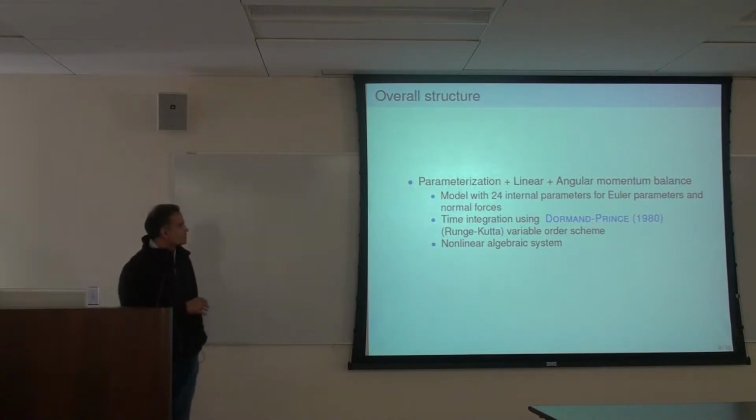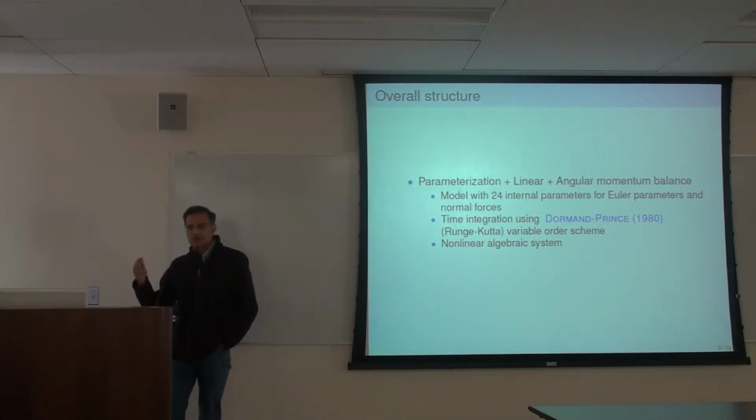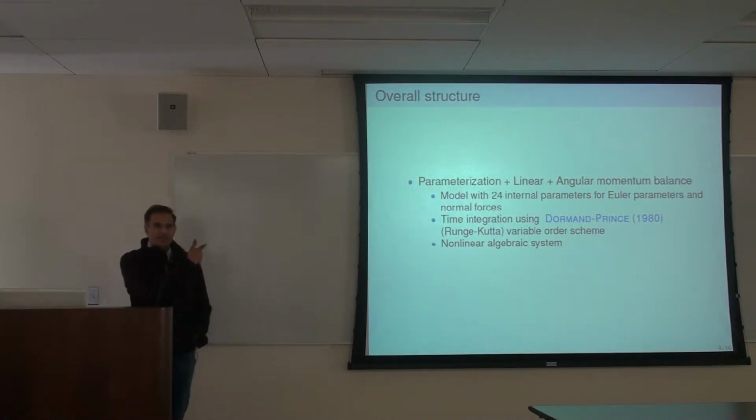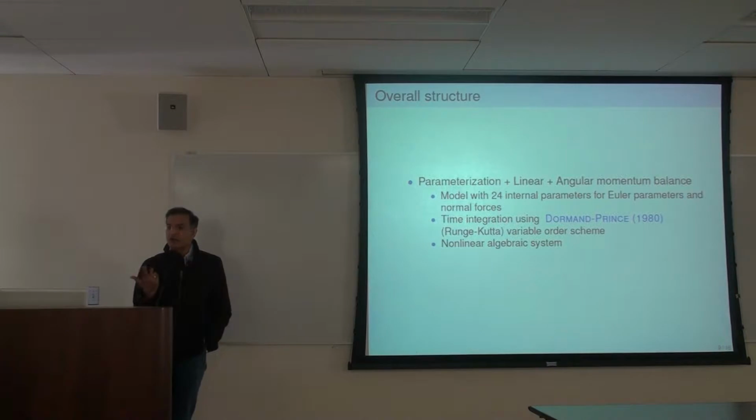So the overall structure then is sort of based on this relative Euler angular parameterization of the positions. And then you append to that the things that you know, linear and angular momentum balance. What you get is a model for this 5-piece bearing. It has 24 internal parameters. So these are the Euler angle parameterizations of the configurations and also where the contact force resolves. And then the normal forces that you have to calculate too. Okay.